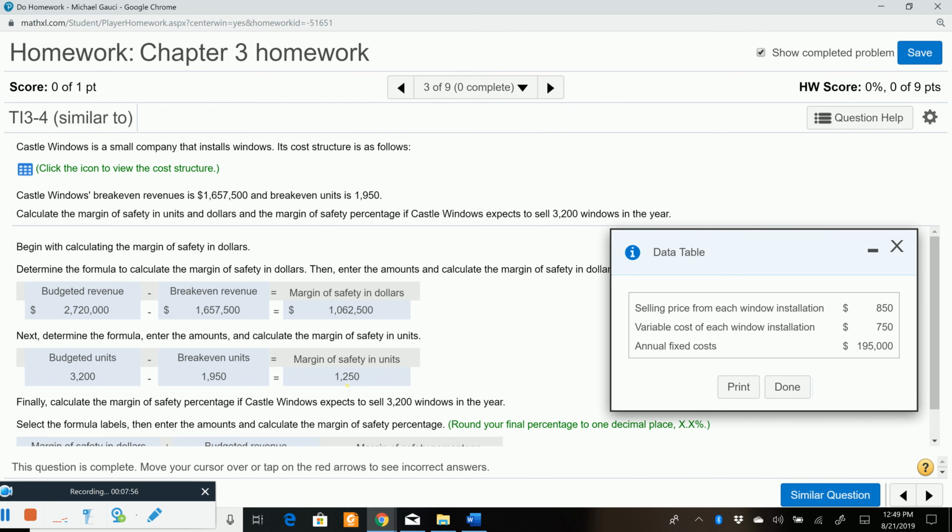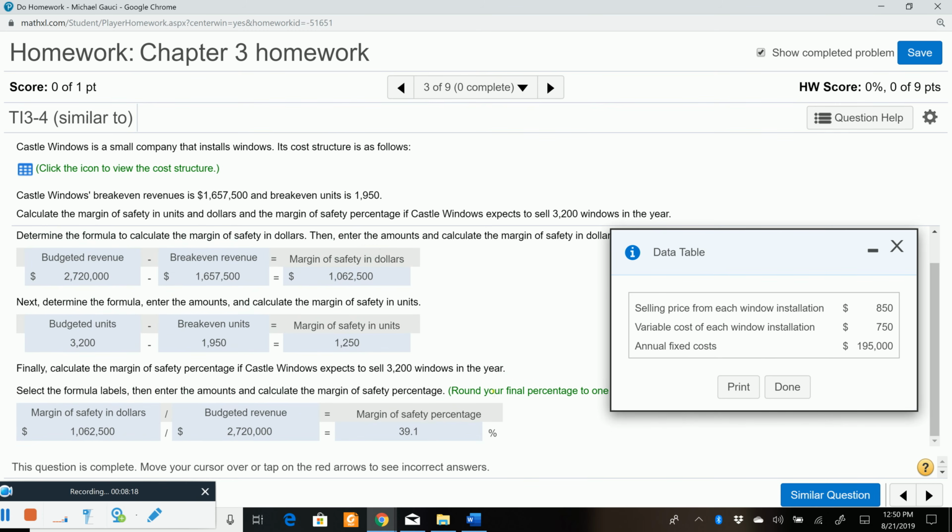So, what about the margin of safety in units? Well, it would be the budgeted units. In this case, we want to sell 3,200 units. How about break-even units? We said in the problem it was 1,950. So the difference between budgeted units and break-even units gives you the margin of safety in units. So how about the margin of safety percentage? It's simply going to be the margin of safety in dollars divided by your budgeted revenue, 39.1%. Obviously, the higher the margin of safety is, the higher the margin of safety percentage will be as well.